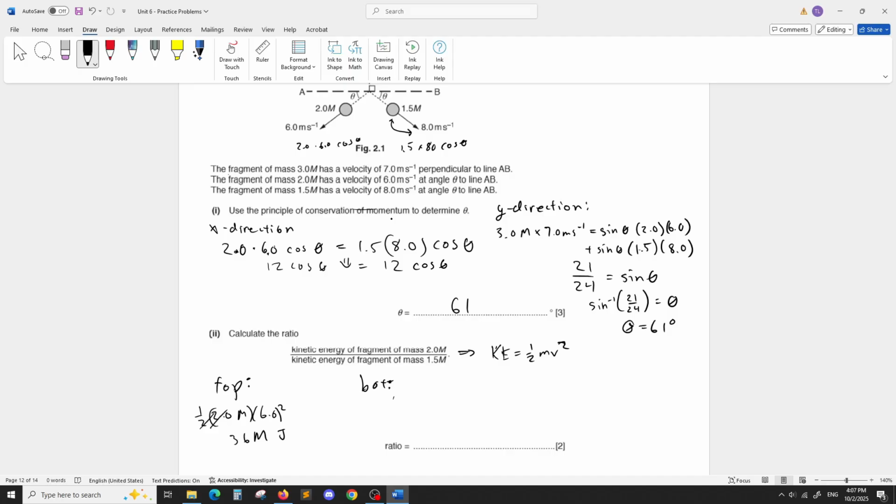And then for the bottom, it's going to be 1/2 times 1.5 m, times 8.0 squared, which is 48 m joules. So that turns out that it's 36 over 48, which is 3 over 4. So the ratio is 0.75.